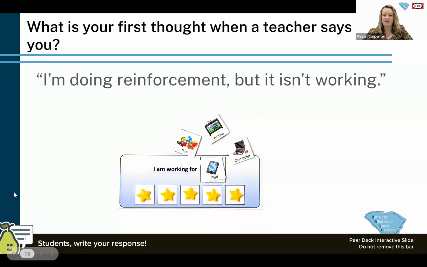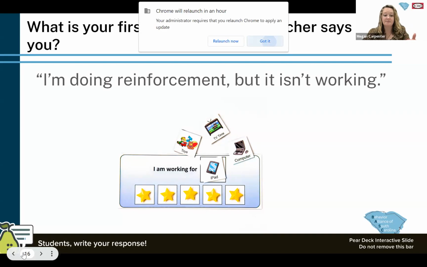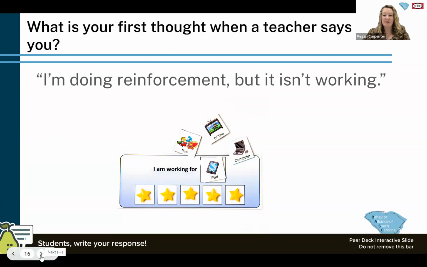So when we hear this statement, which we hear in school sometimes, what is your first thought when a teacher says, I'm doing reinforcement, but it isn't working? A lot of times this is because the reinforcement they're providing isn't matching the function of the student's challenging behavior. They're teaching the student a way to request something appropriate or engage in an alternative behavior, but it isn't reinforcing for the student because it doesn't match the function of the contextually inappropriate behavior.